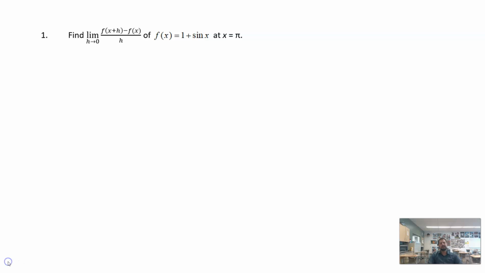Luckily for us, however, even though this looks bad, this is still just the formal definition of the derivative. The reason why that's nice for us is that although this is the formula, I don't have to use it. I can still just take the derivative of this. So f prime of x is equal to the derivative of 1, which is 0, plus the derivative of sine of x, which is cosine of x. So there is my derivative, and then I take pi and plug it in and I get the cosine of pi, which if you put that into your calculator, you would find is negative 1.